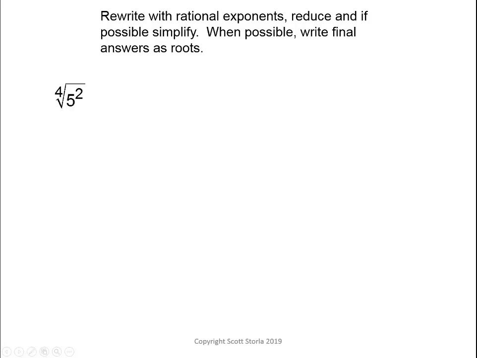For instance, here I have the fourth root of 5 squared. After rewriting in rational exponents, I can reduce the 2/4 to a half. And of course, 5 with an exponent of a half can be written as square root of 5. Here's one for you to try. Please pause the video.